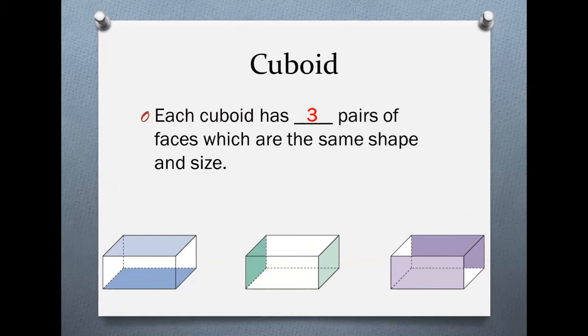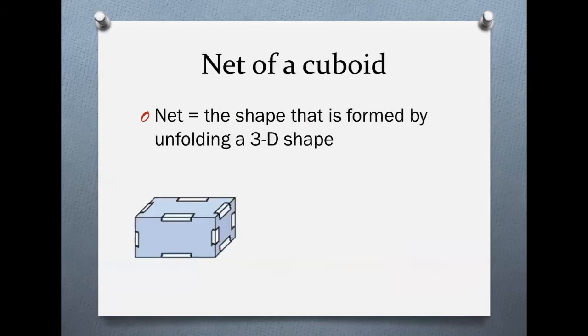So, after talking about cuboids, let's talk about the net. So, what is a net? A net is the shape that is formed when we unfold a 3D shape. Here's an example.